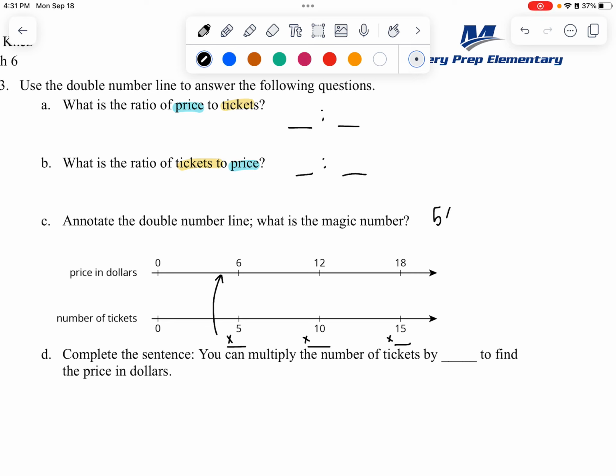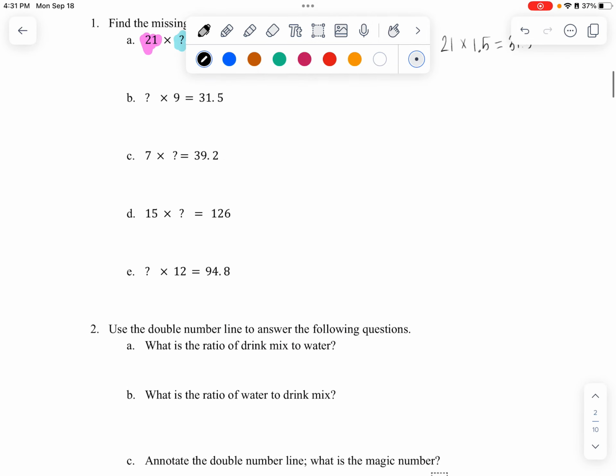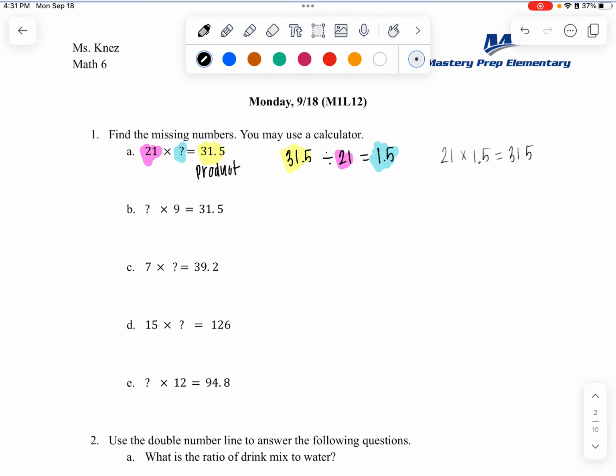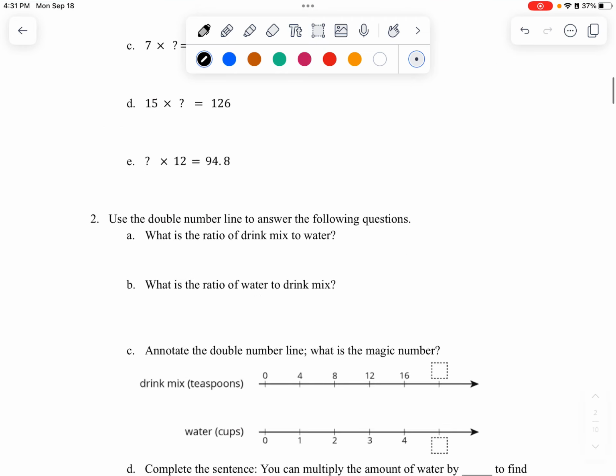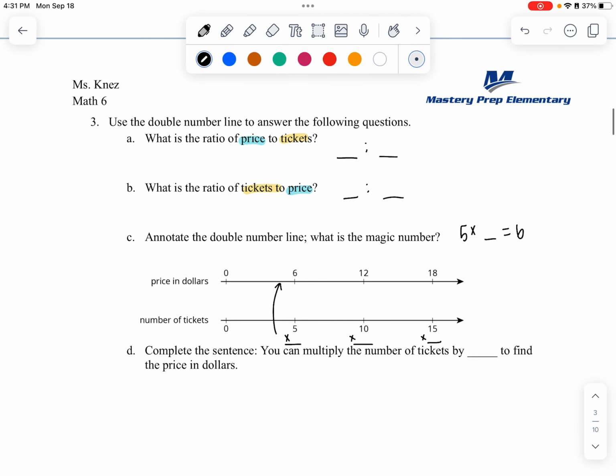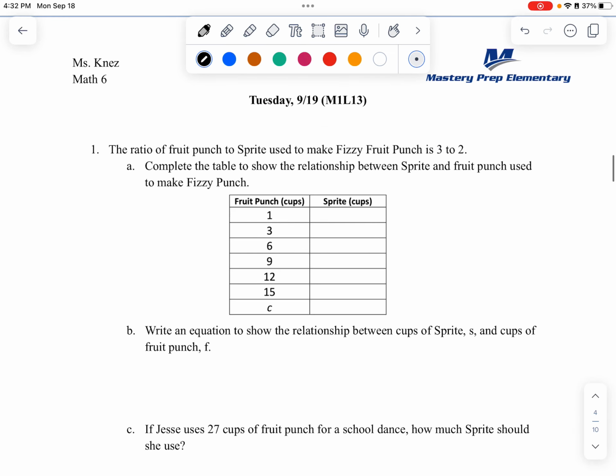Remember that if I'm trying to figure out 5 times blank equals 6, I have this great division strategy that I modeled here to find the missing factor. And once you have the magic number, you'll have all the information you need to answer question D. We'll look at Tuesday next.